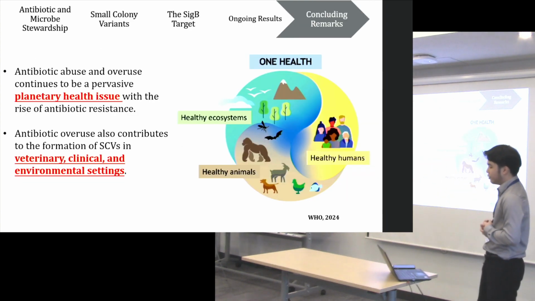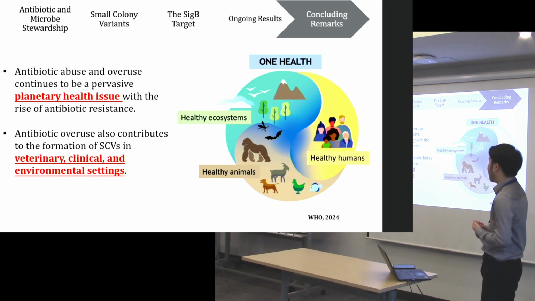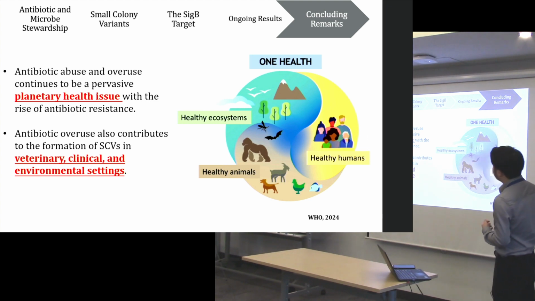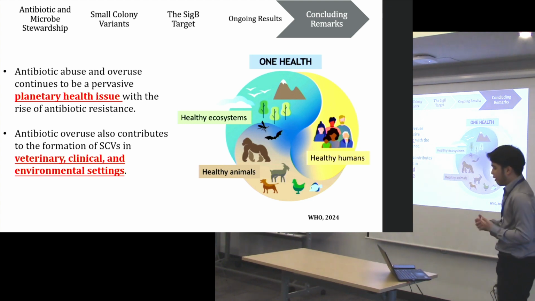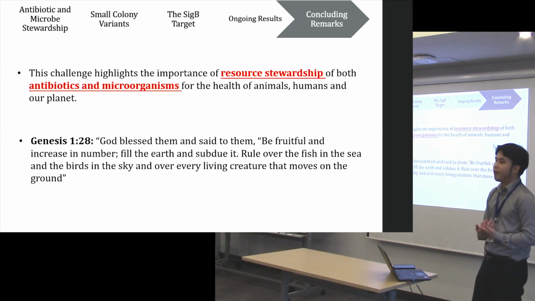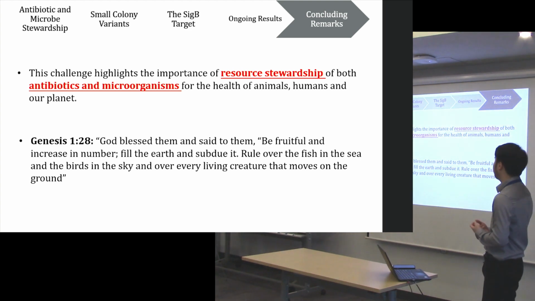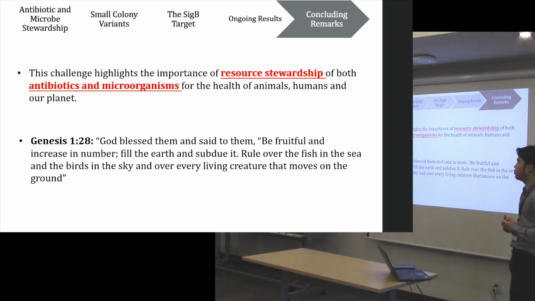Antibiotic overuse and abuse continues to be a pervasive planetary health issue with the rise of antibiotic resistance, but another aspect of that is that it can also contribute to the formation of SCVs in veterinary, clinical, and environmental settings. In the One Health perspective, we are all interconnected. All these three aspects of health are interconnected and will affect each other. So this challenge highlights the importance of resource stewardship of both antibiotics and microorganisms for the health of animals, humans, and plants.